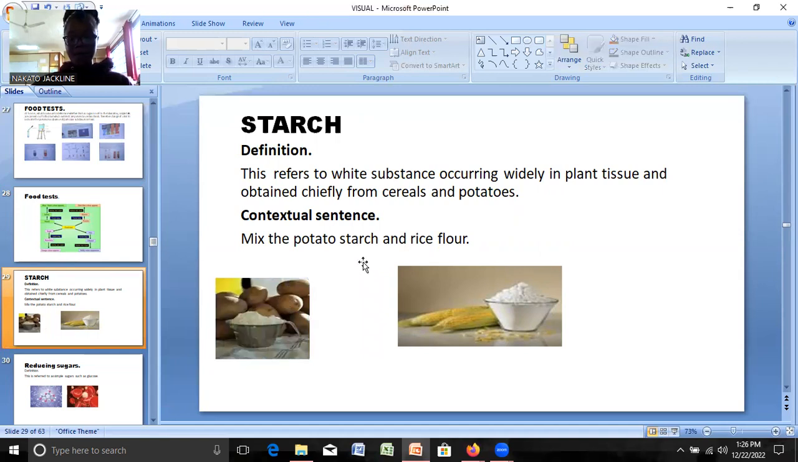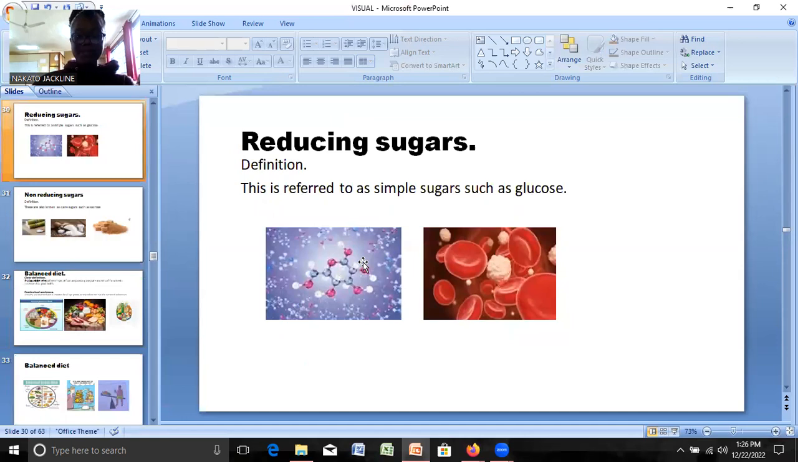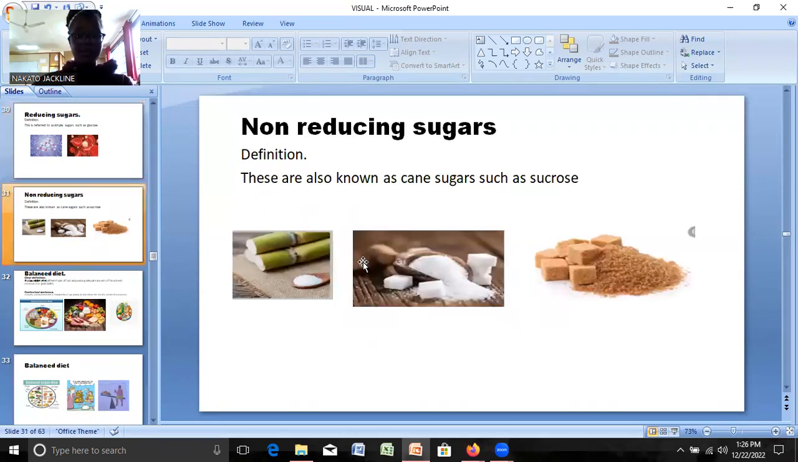When we go to the next slide, we have reducing sugars. These are similar to simple sugars such as glucose. In the laboratory, we can also test the reducing sugars in different food tests. For example, glucose, as you've seen in the pictures, and you have reducing and non-reducing sugars. These are also known as the cane sugars, such as sucrose, and you see some pictures of sugar and sugar canes because they contain sugar.